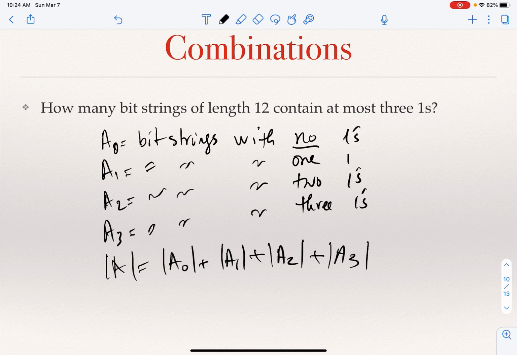So now a question is, how many bit strings are there with no ones? If we want to go by the formula, this is 12 choose 0.